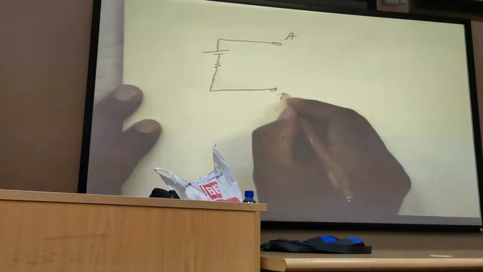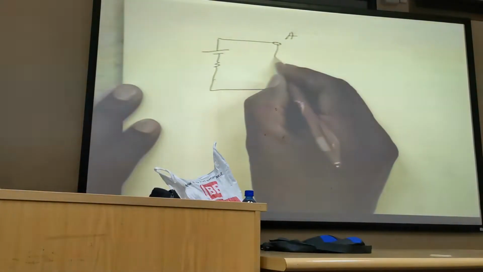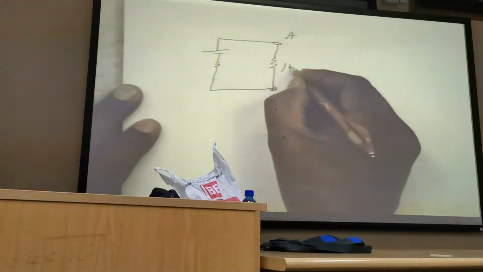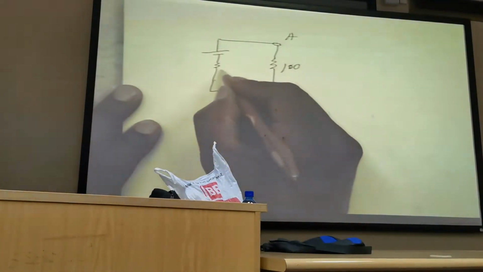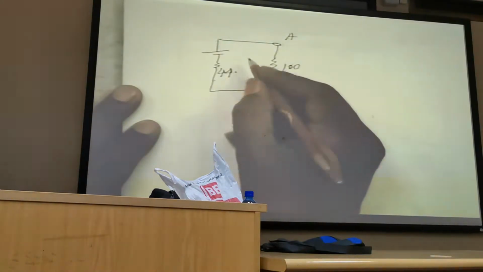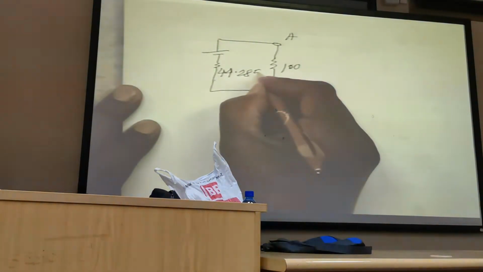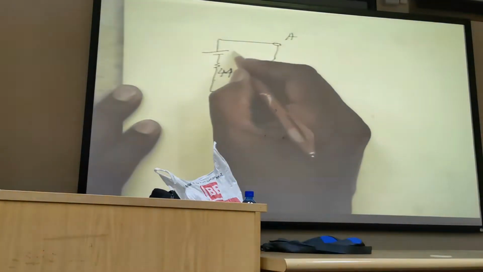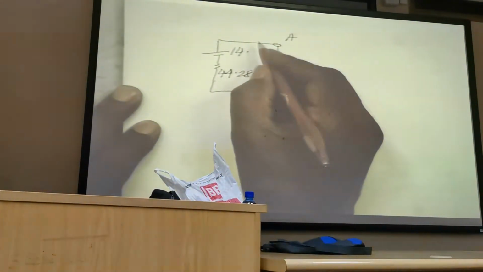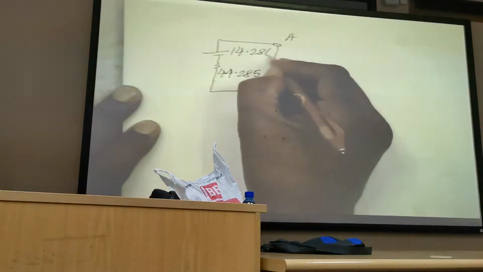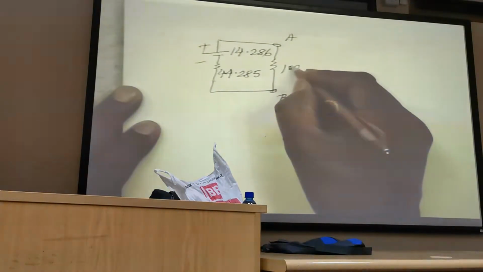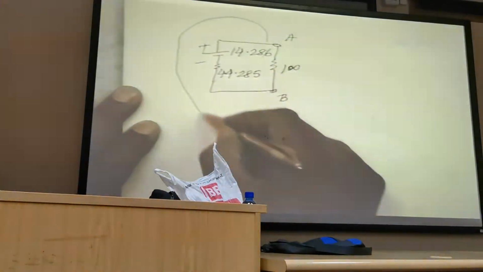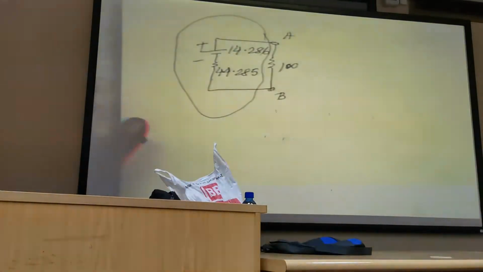This is your A, this is your B, and this one was 100 ohm, and that resistance was 44.285, and that voltage was 14.286. This is plus, this is minus, right? And this is your load resistance. So basically this part is the Thevenin's equivalent circuit.